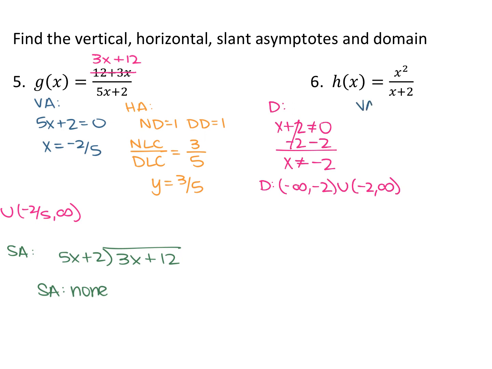For your vertical asymptote, use your denominator. That's x plus 2 is equal to 0. We found that x is not equal to negative 2, so that means for your vertical asymptote, x is equal to negative 2.